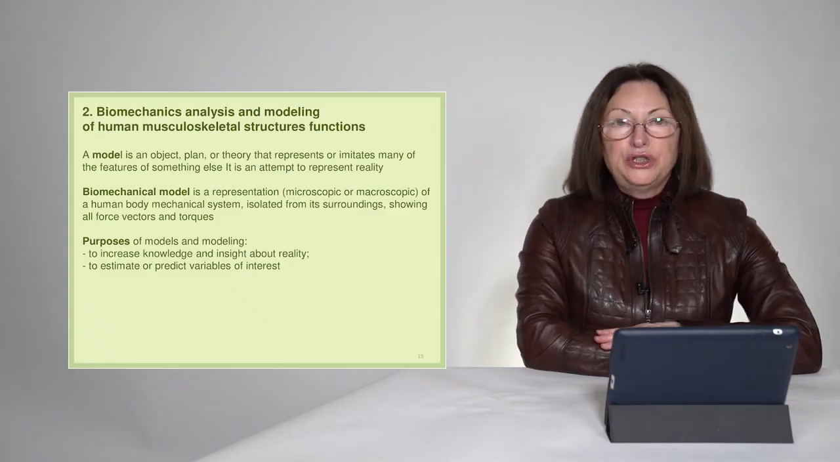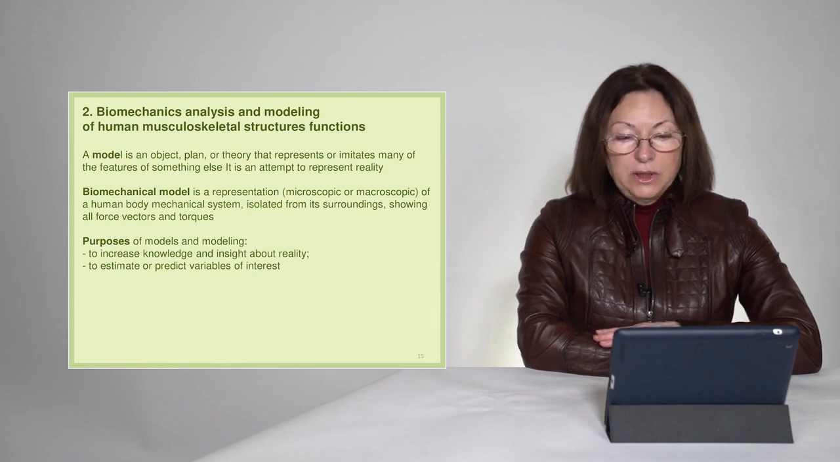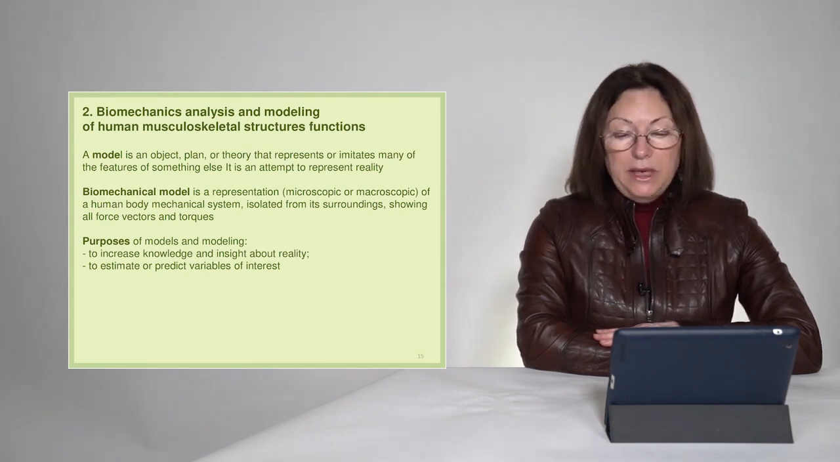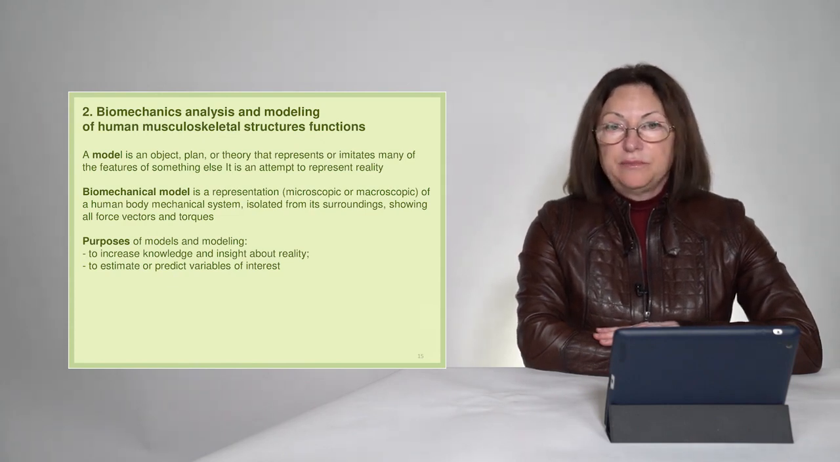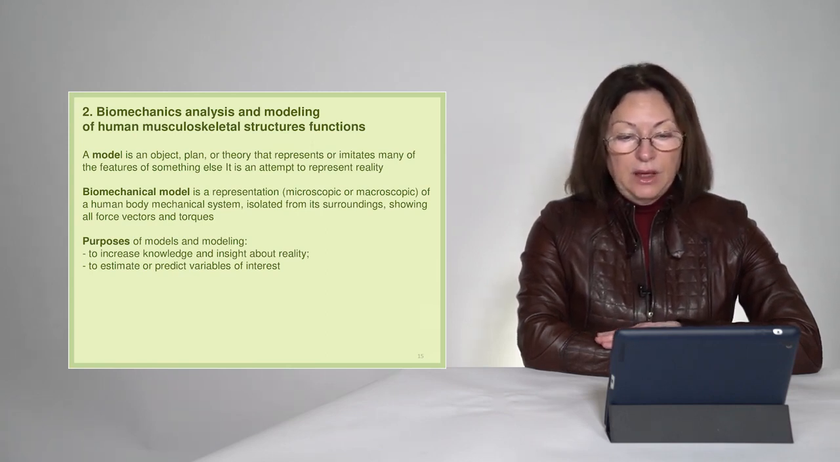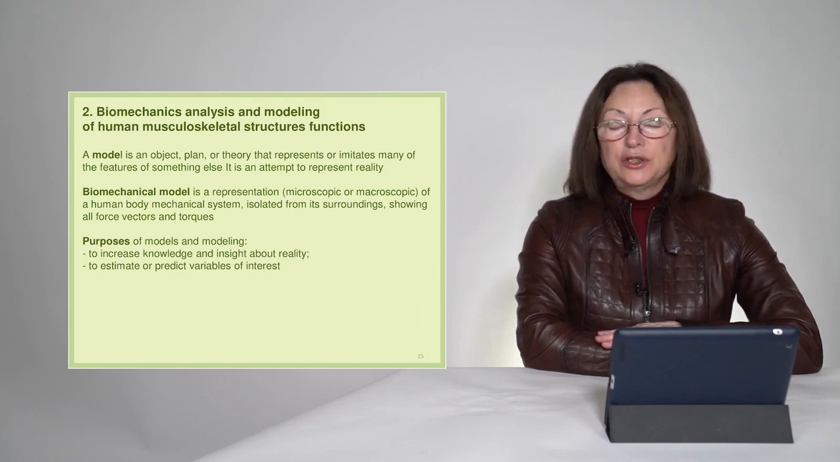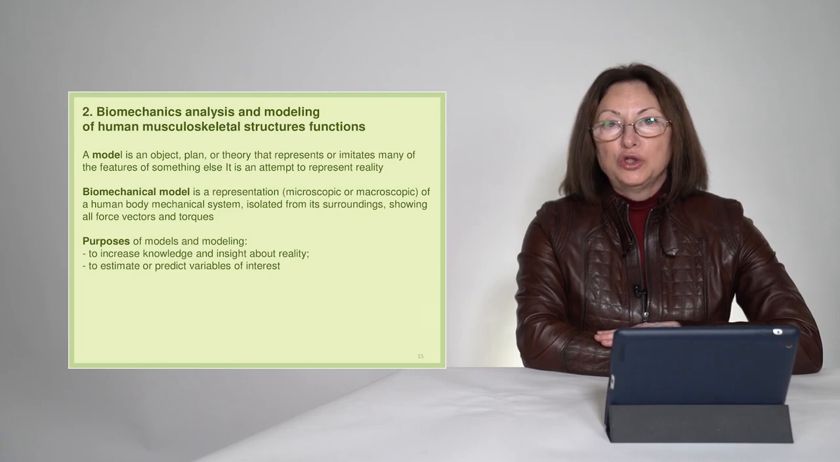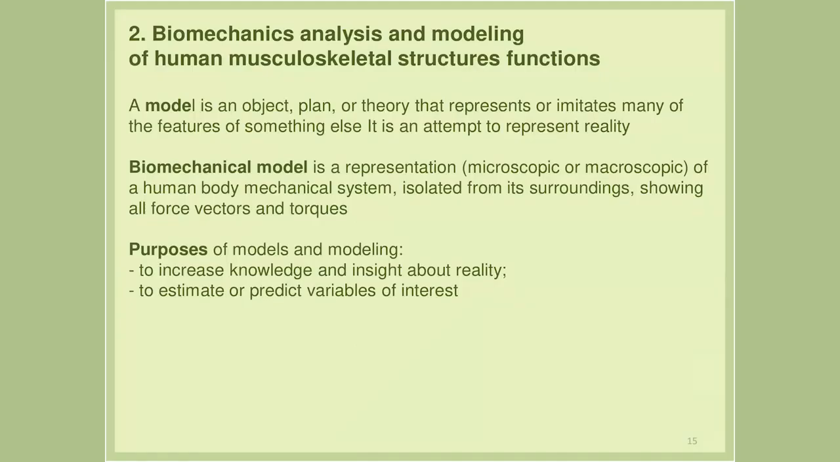A model is an object, plan, or theory that represents or imitates many of the features of something else. It is an attempt to represent reality. A biomechanical model is a representation of the human mechanical system showing all force vectors and torques. The purposes of modeling are to increase knowledge and insight about reality, and to estimate or predict variables of interest.